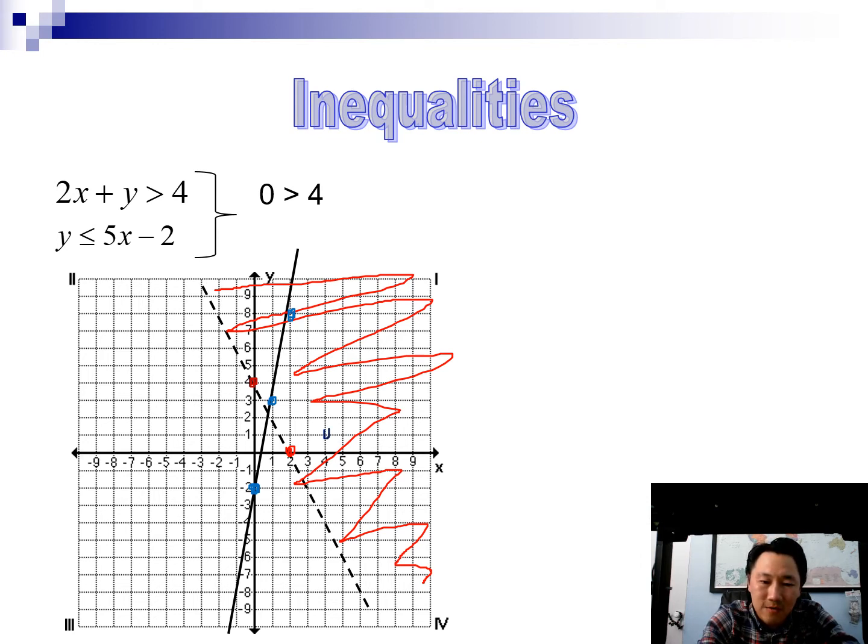What if I chose 4, 1 as a testing point? Let's see if 4, 1 works. If I put 4 into the x and 1 into the y, I get 1 is less than or equal to 18. Is that true or not true? That is true, which means I am going to shade on my testing point side, this one.